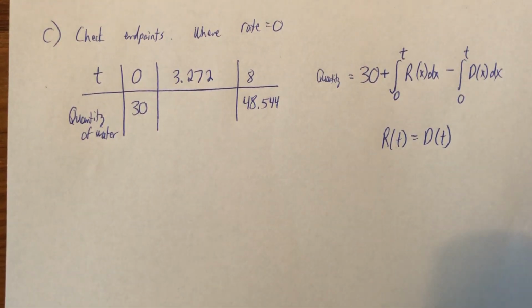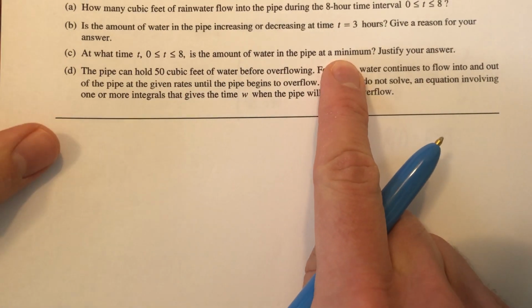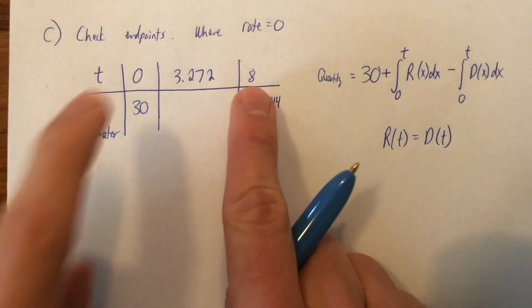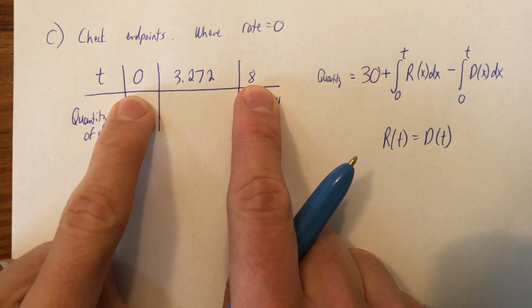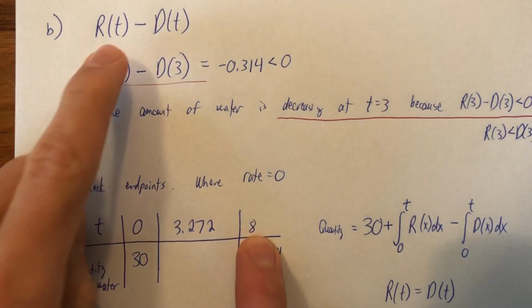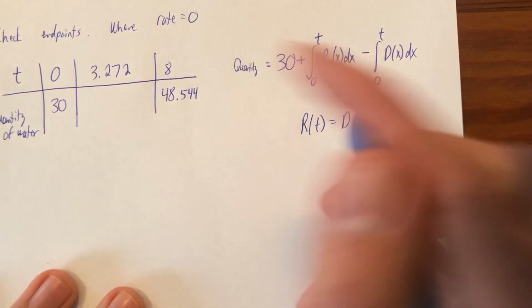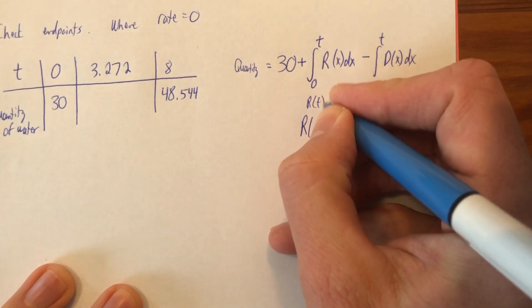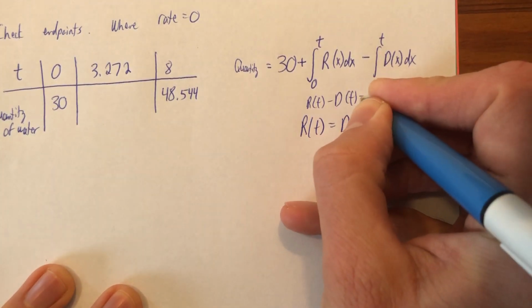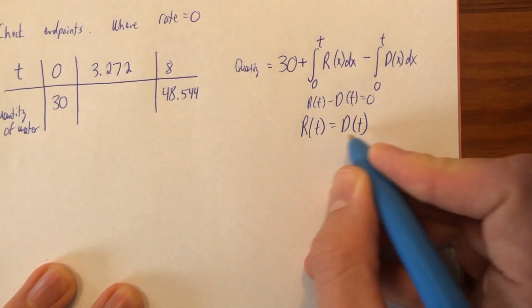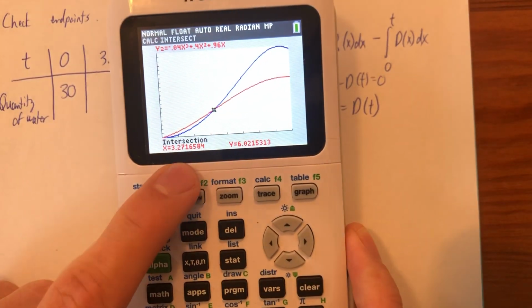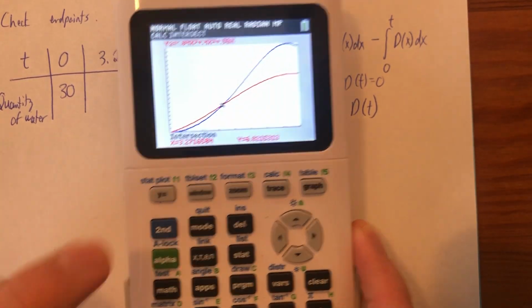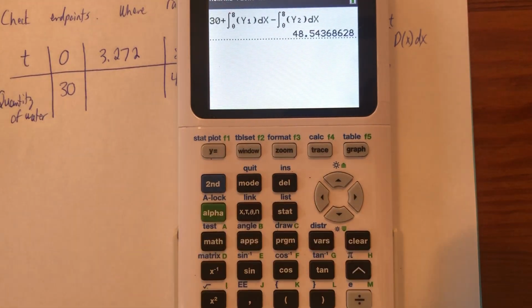For part C, they said, at what time do we have a minimum? Maximums and minimums occur at the endpoints of an interval and where the derivative equals 0. So where r of t minus d of t would equal 0. Just in case you need to write it, you could put this here. And that's where I got that. And that right now is my x value.